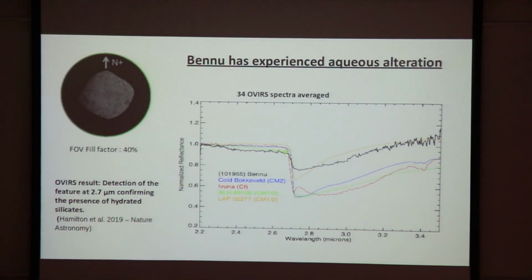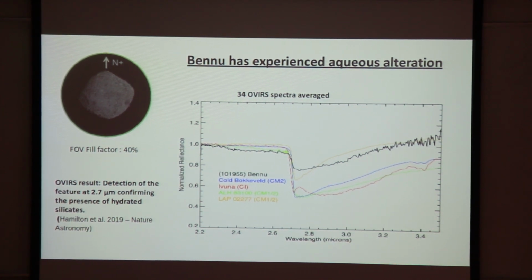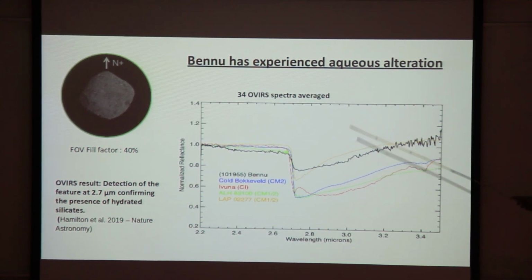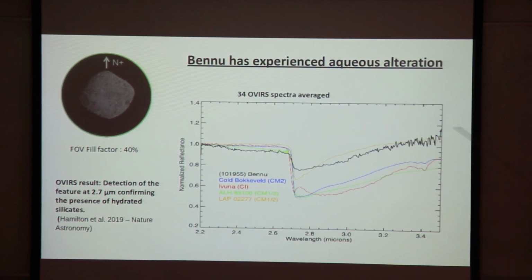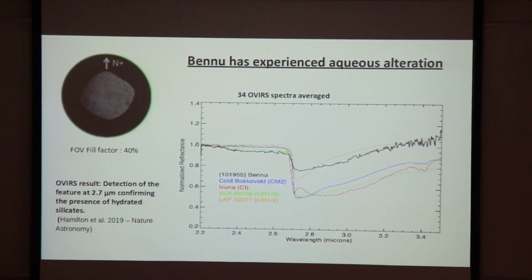Yeah. So one of the interesting results was this: as soon as we arrived, during the approach phase, we could find a very distinct absorption band at 2.7 microns, indicating aqueous alteration all over Bennu. So here you see, on a black curve, this absorption band. It is even locally present. Here the footprint is the instrument footprint. The asteroid fills the field of view, with a fill factor of about 40%. Even with this, you can see this band present, and its band depth varies up to about 20%. So it has diversity across the surface.